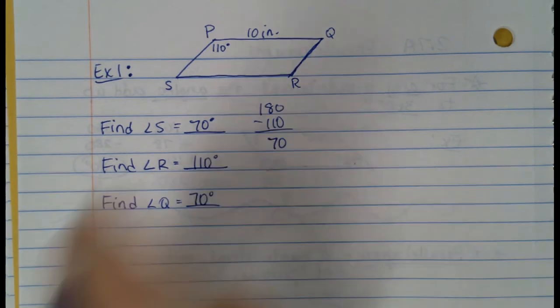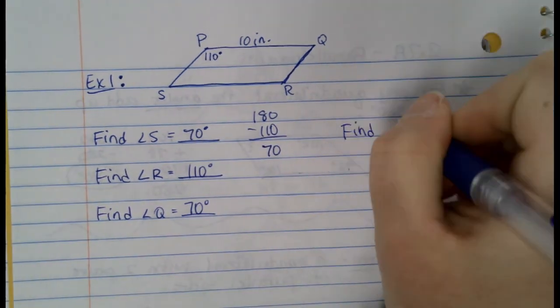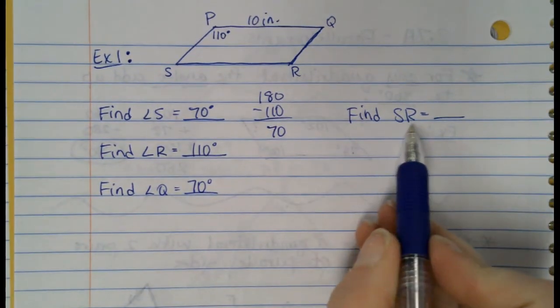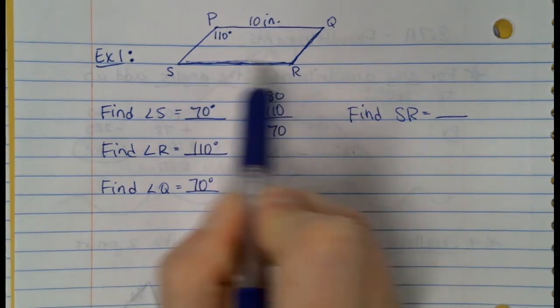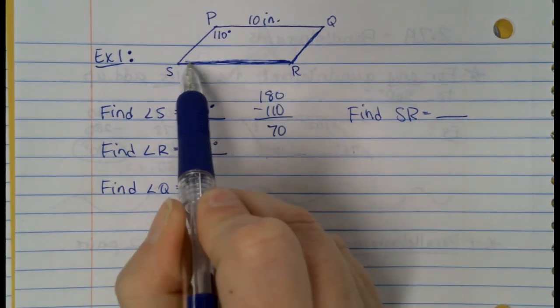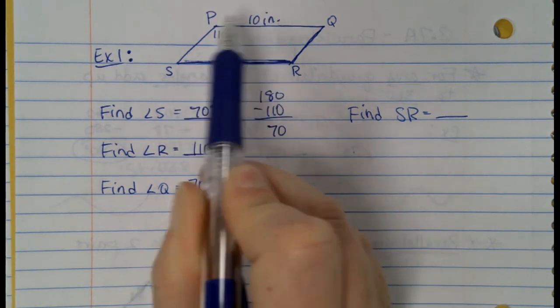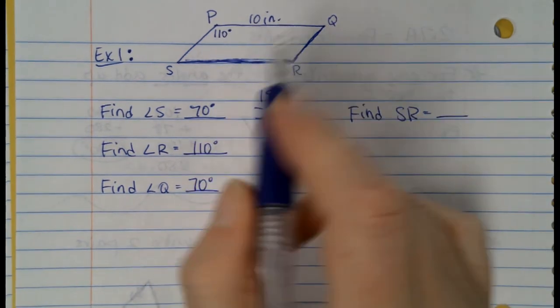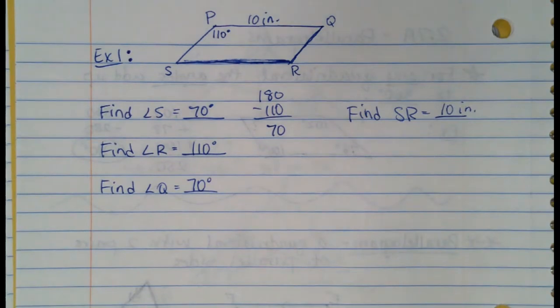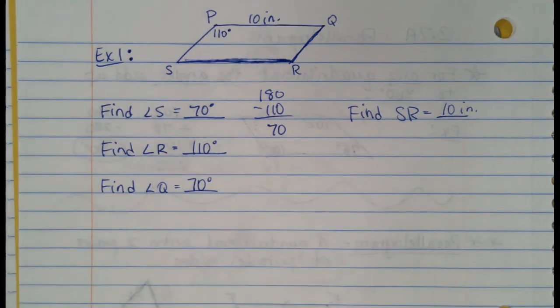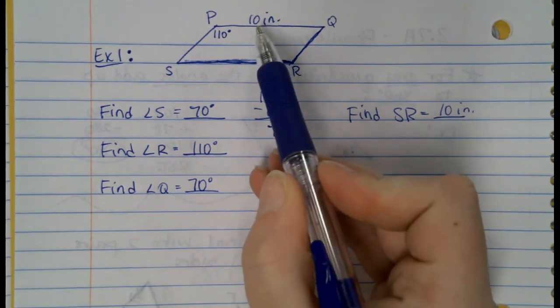Okay, let me ask one more question over here. How about, I want to know the length of SR. Now this is a side. SR would be talking about this side right here. SR is going to be equal to the one opposite it up here, 10. So if this one's 10 inches, this guy down here is 10 inches. I don't think I need to do another one of those, right? That's pretty easy. You just need to be looking at opposite sides and opposite angles, okay?